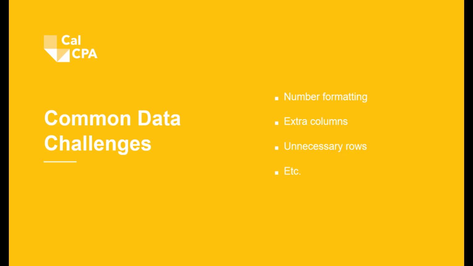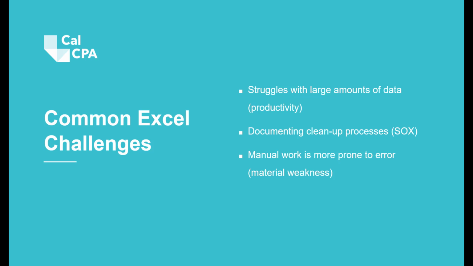The numbers are formatted as text. There are numerous columns that contain data we don't need. There might be tens of thousands of extra rows that don't factor into our calculations, and the list of issues could go on. The point is, we're assuming in this example that our sales data is a mess, and not only would fixing the data in Excel be a time-consuming and manual process, but working with the data manually would make it hard to document our process for SOX purposes, and would also increase the possibility of making an error.